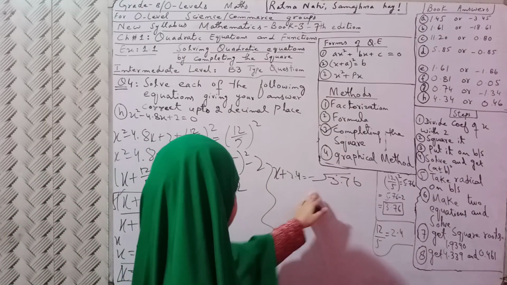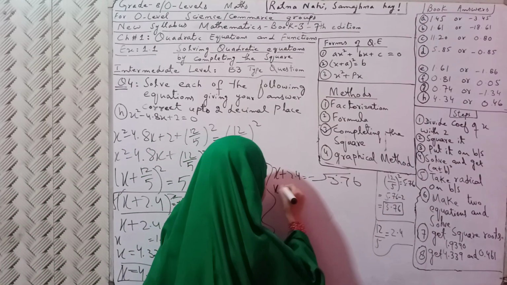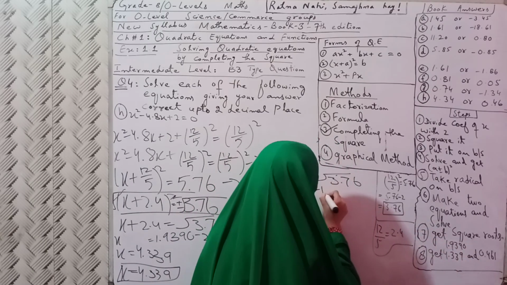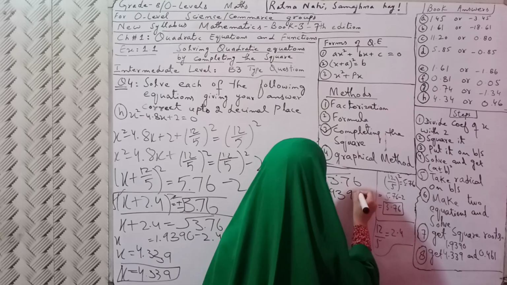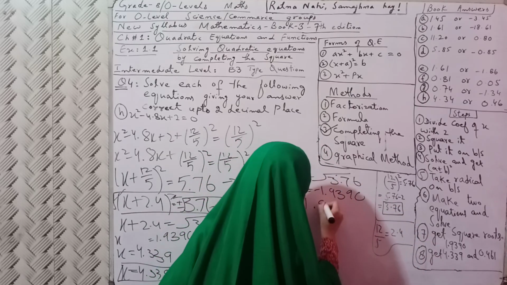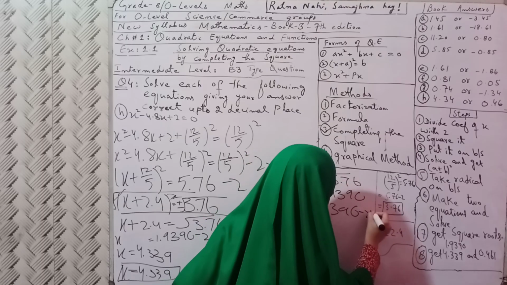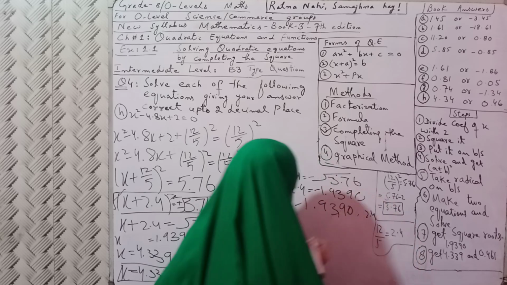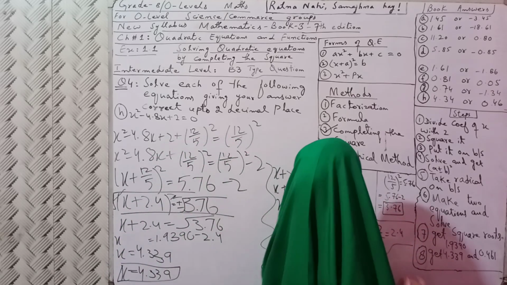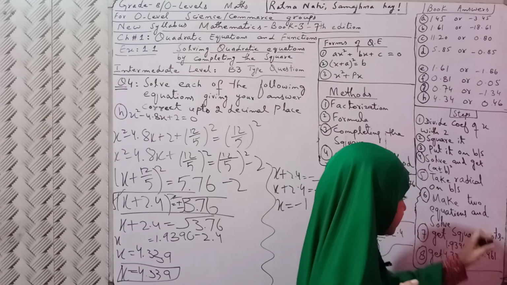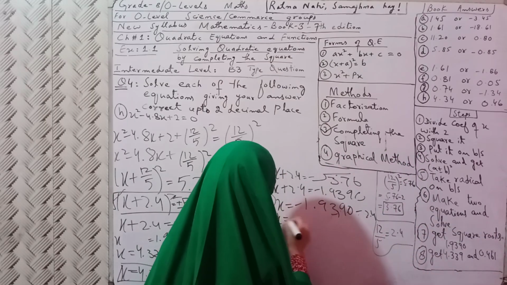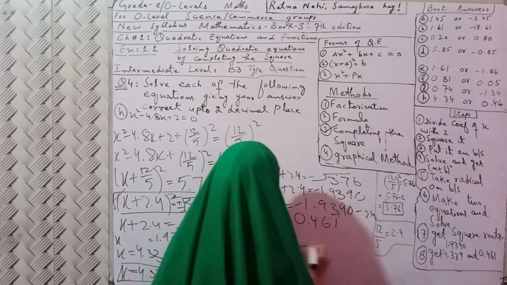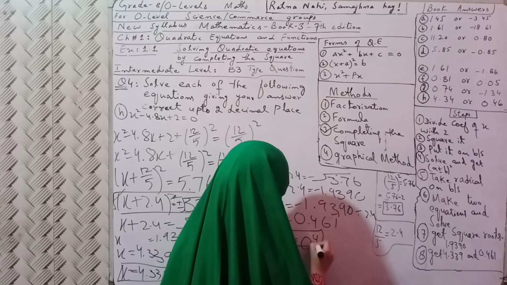Then this will be x plus 2.4 is equal to minus 1.9390. We will get the square root. So this will go to x is equal to minus 1.9390 minus 2.4. Then we get 0.461. Now we will do the round off. So answer becomes x is equal to 0.46.